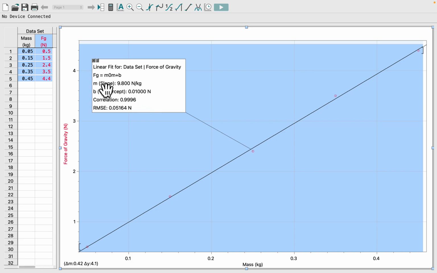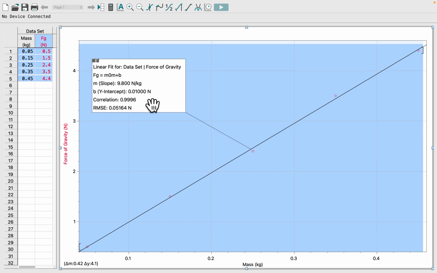If you look over here, it says FG equals m0 M plus B. You should think about that as y equals mx plus b. But instead of writing y, it writes FG because that's the thing on the y-axis. Instead of writing x, it writes M because mass is on the x-axis. The slope is what it writes as m0, and here it defines it as 9.8, and B it writes later.